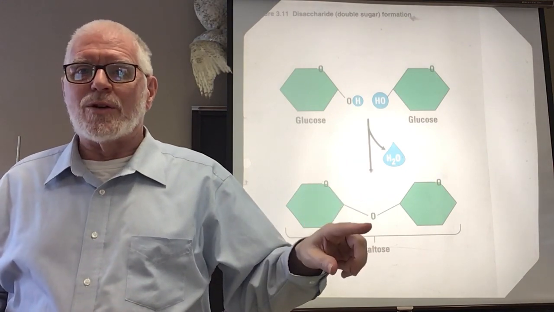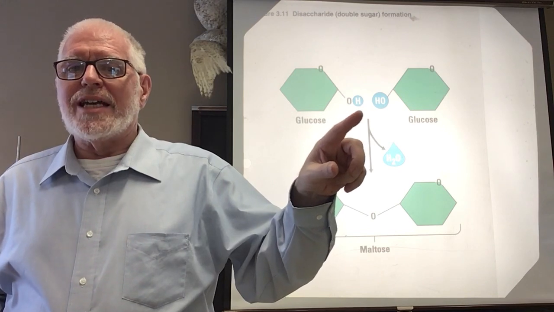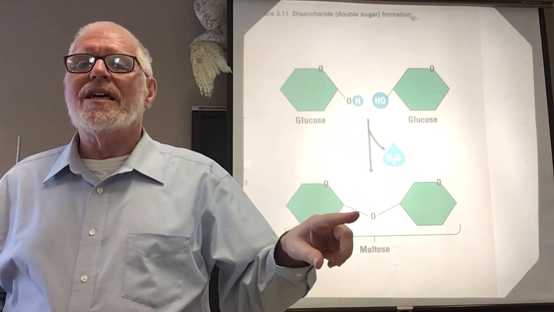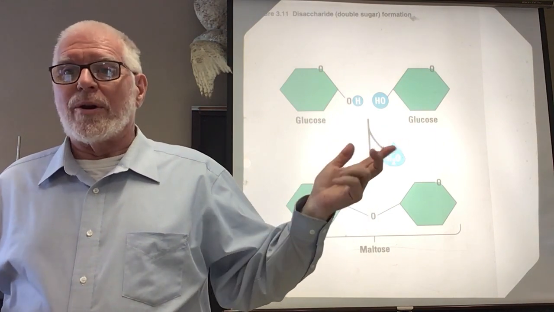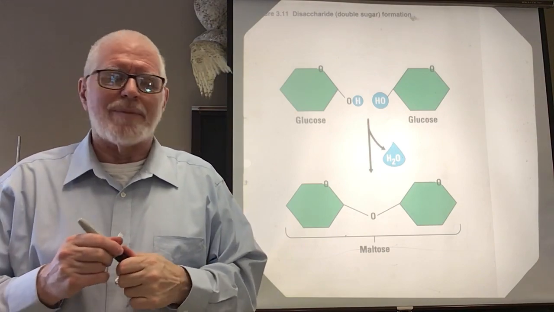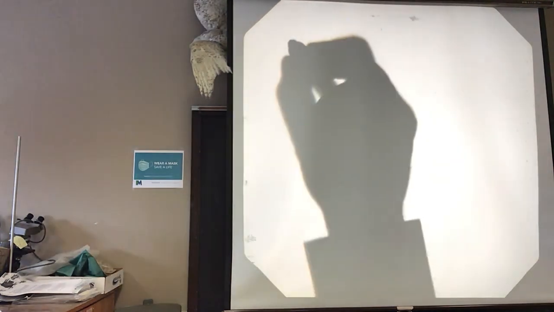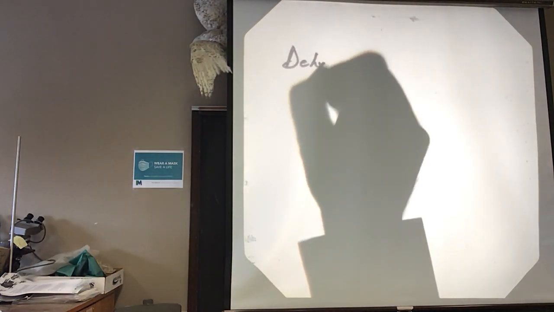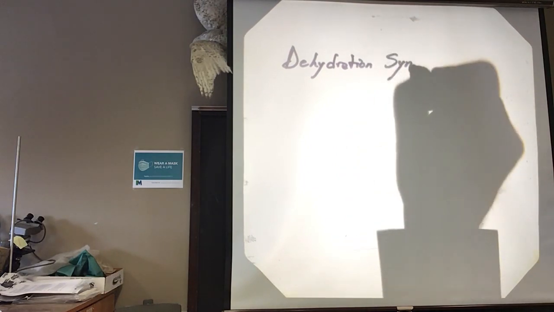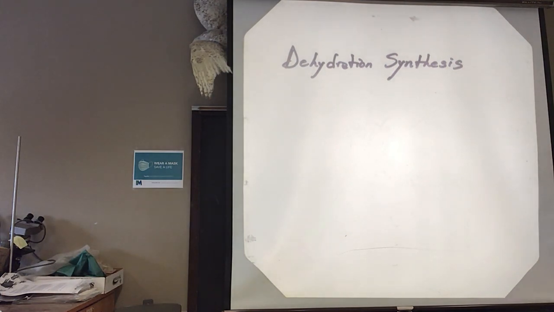Remember, oxygen makes a good bridge. That means that you've got to get an OH off of one side and an H off of the other side. So what comes out of this process is water. And you're making something. You're synthesizing a larger compound. That is dehydration synthesis.